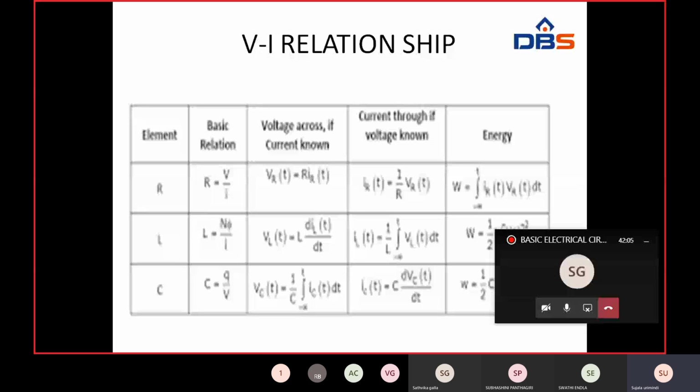Energy is defined as W, which is the integral of power dt. Generally, we know that power is equal to voltage into current.